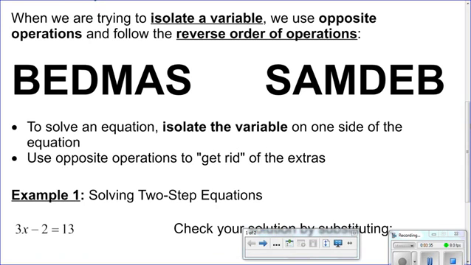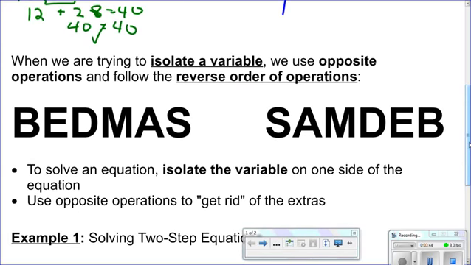Okay, so a couple things we need to keep in mind when we are isolating a variable. If I say isolate, we're going to get it all by itself. It's going to be all alone. So sad. When we are isolating a variable, we use opposite operations.